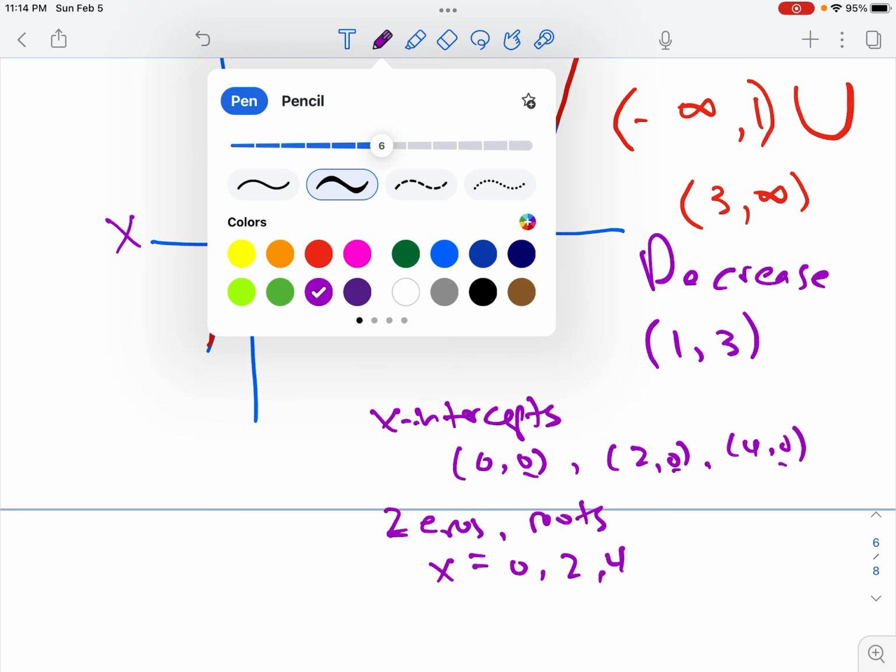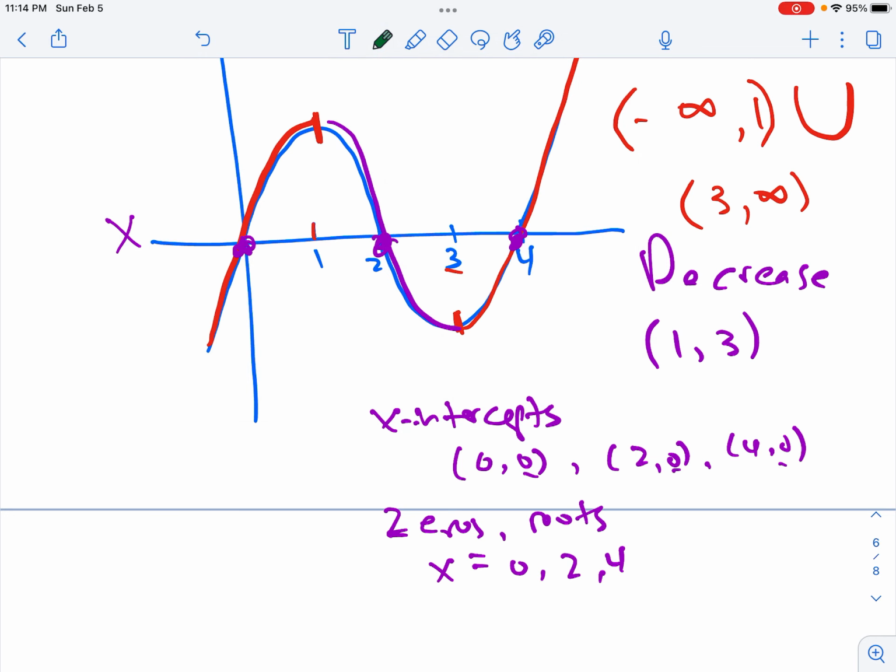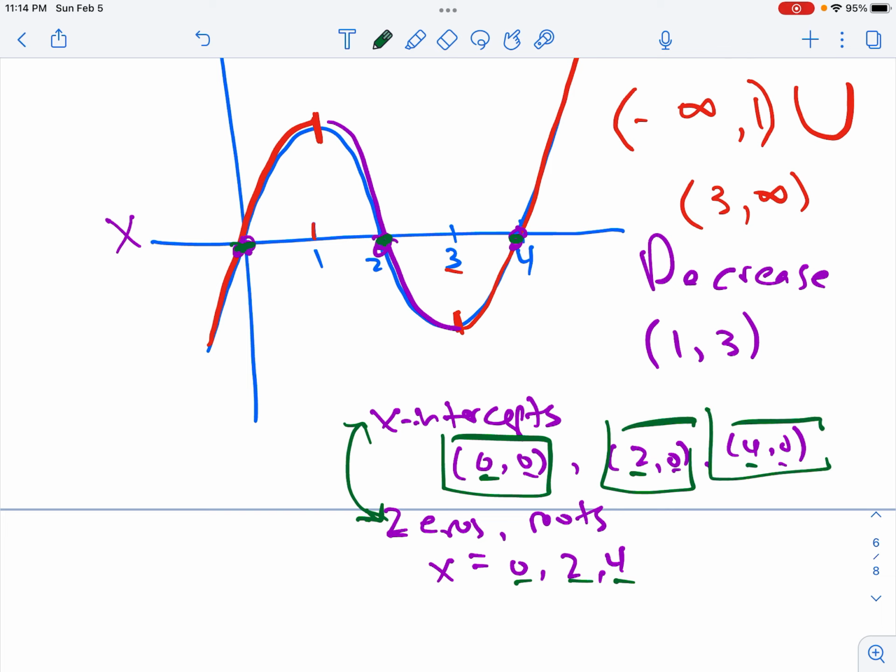So I just want to make sure we see this distinction. 0, 2, 4. The x values are the values of x for which y is 0. 0, 2, 4. Okay, so x-intercepts and the zeros, they're really similar, but they're slightly different. X-intercepts are coordinate pairs, (0, 0), (2, 0), (4, 0), coordinate pairs, whereas the zeros or the roots is just the x value, 0, 2, 4.